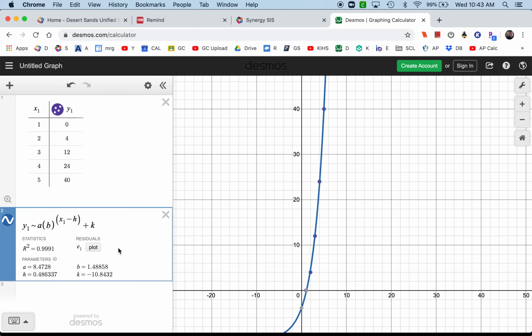Now, I'm not going to stop there, but I'm just showing you that's a good model because the number is close to positive 1. If it's exactly 1, it's an exact match. All right, so if I use this model, I would use an equation where A is 8.4728, H is that, K is that, B is that, and so on. I'd plug in those values for A, B, H, and K, and then write my equation saying, okay, I have an equation, a model that tells me how many squares to use.